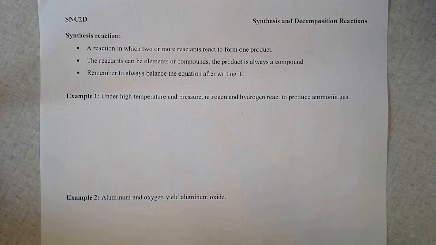Hi folks, in chapter 4 we looked at how to write chemical formulas for certain types of compounds, and then we used chemical equations to represent reactions. So in chapter 5 we're going to be studying certain types of reactions in more detail. And we're going to start off with the synthesis and decomposition ones. And this video is going to deal with synthesis reactions.